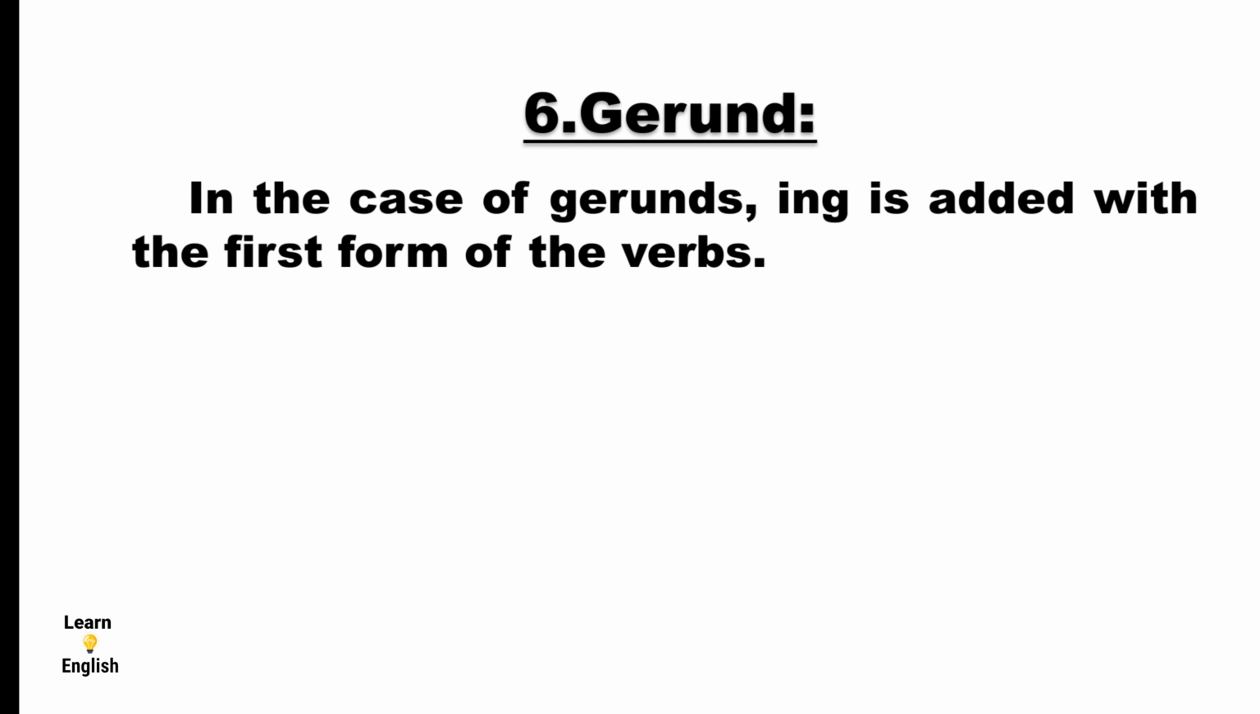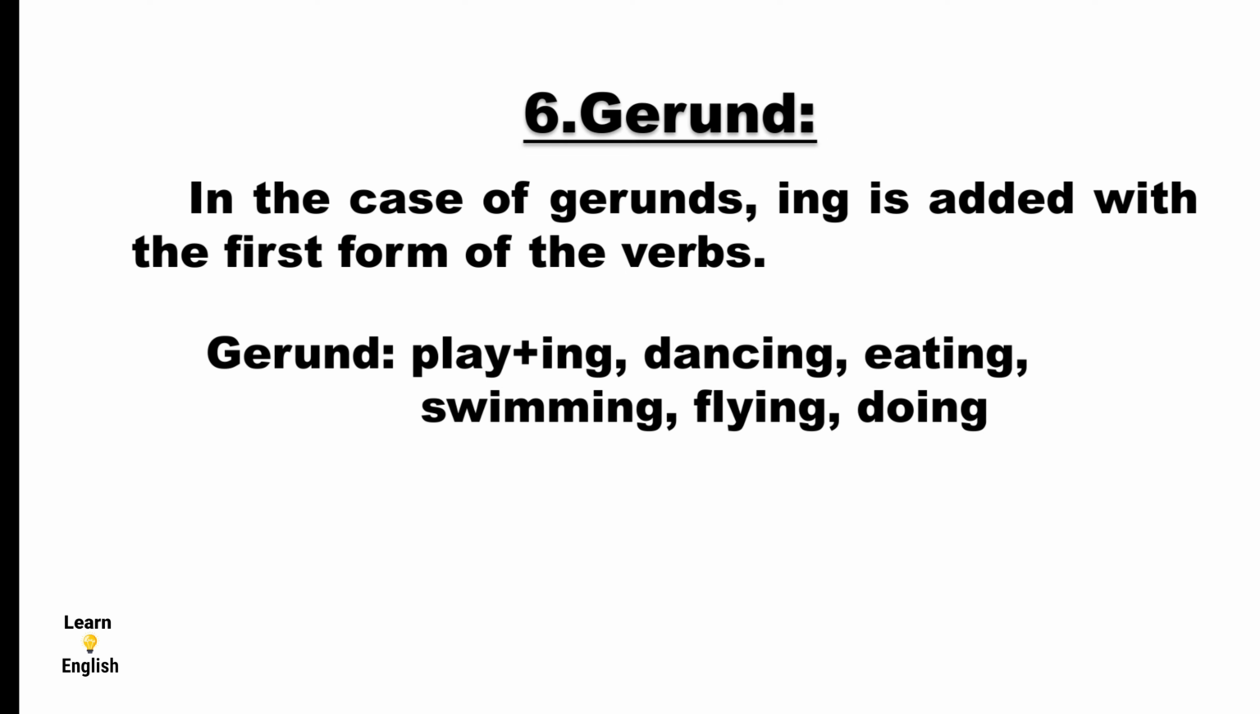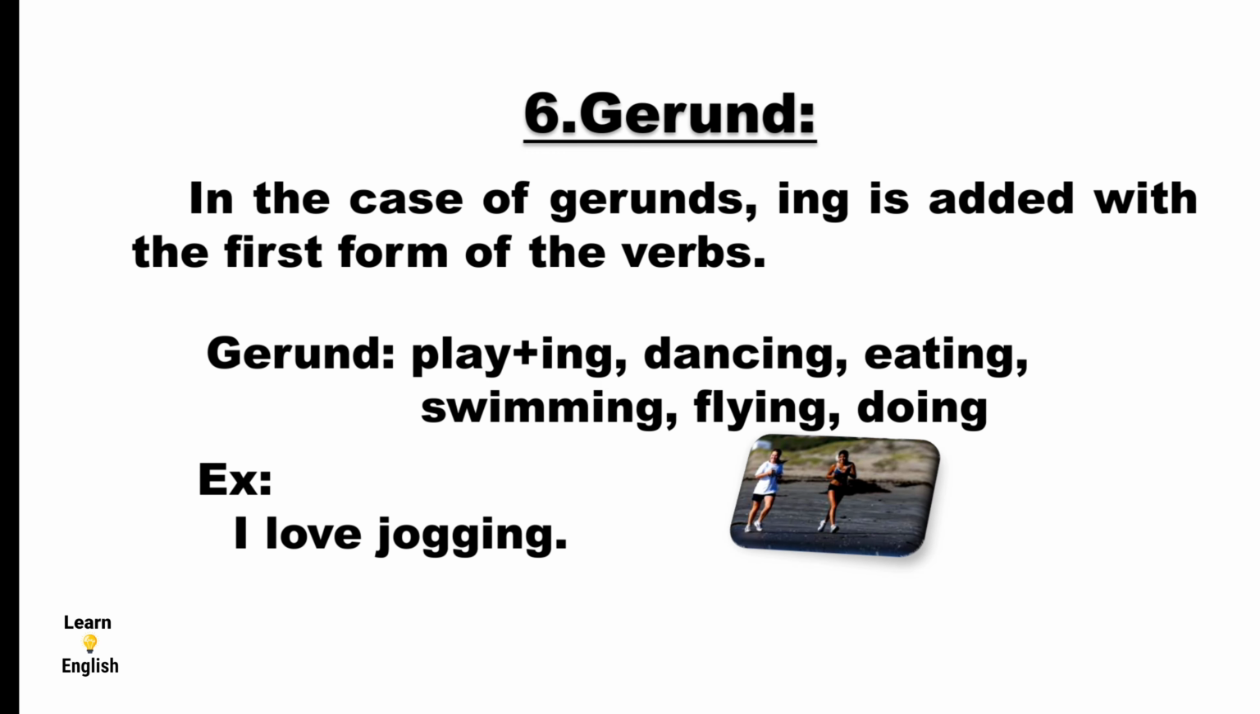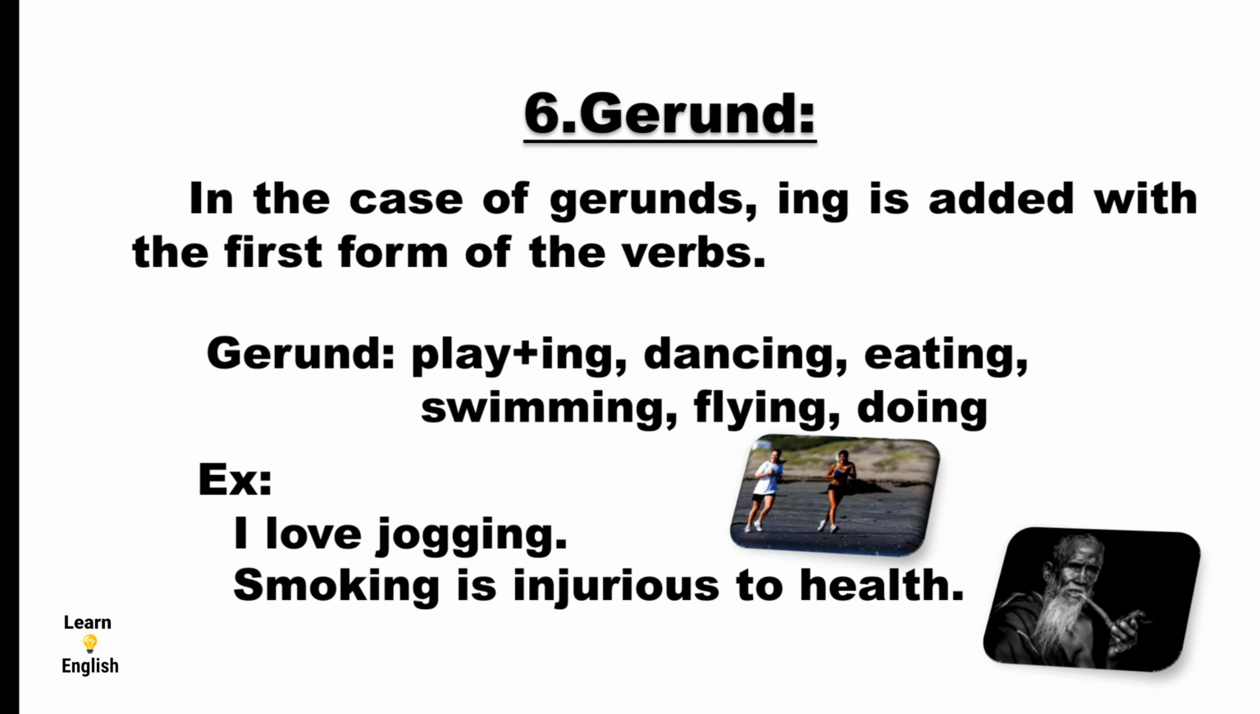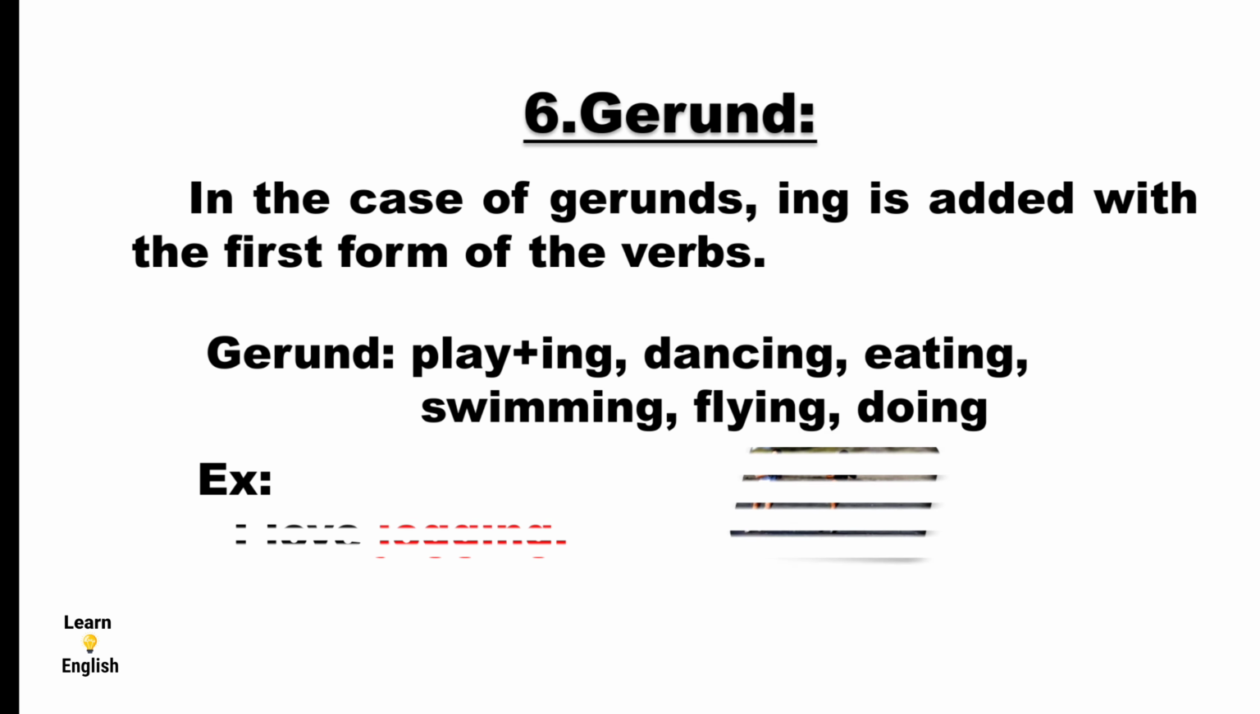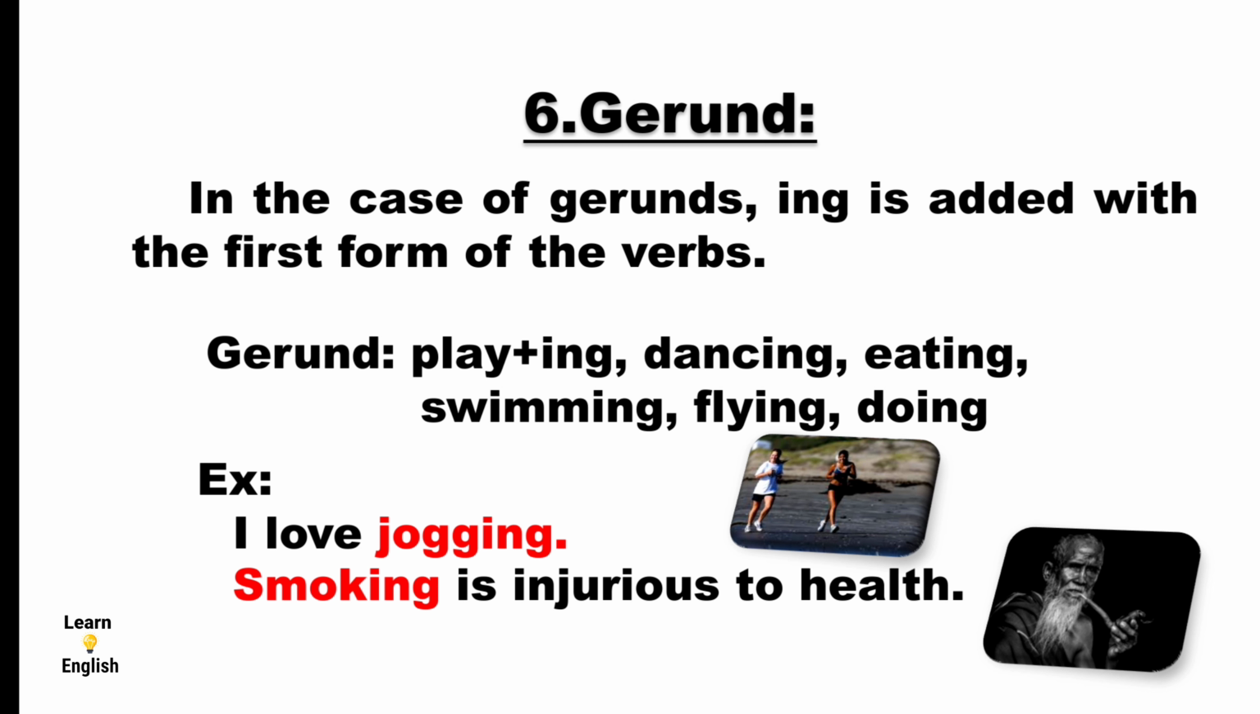Sixth one, gerund. In the case of gerunds, ing is added to the first form of the verbs. Sometimes these gerunds do the work of an object in the sentence. Examples for gerund: play plus ing, playing, dancing, eating, swimming, flying, doing. Look at the examples. I love jogging. Smoking is injurious to health. Here in the above sentences, jogging and smoking are the gerunds.